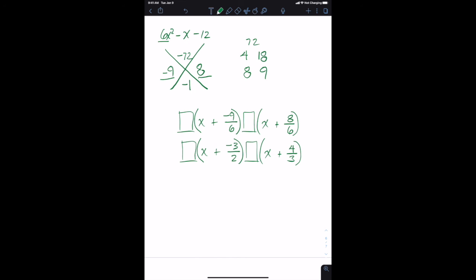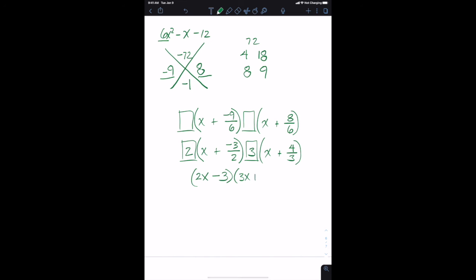Now, that gives me the clue for what I'm going to multiply these two binomials by. I'm going to multiply this one by 3, because that's going to flatten that fraction, the 4/3, and turn that into a 4. And I'm going to put a 2 right here, and that gives me negative 3 over 2. Look at what happens when we multiply in those numbers. 2 times x is 2x minus 3. And 3 times x is 3x plus 4. And we're done.